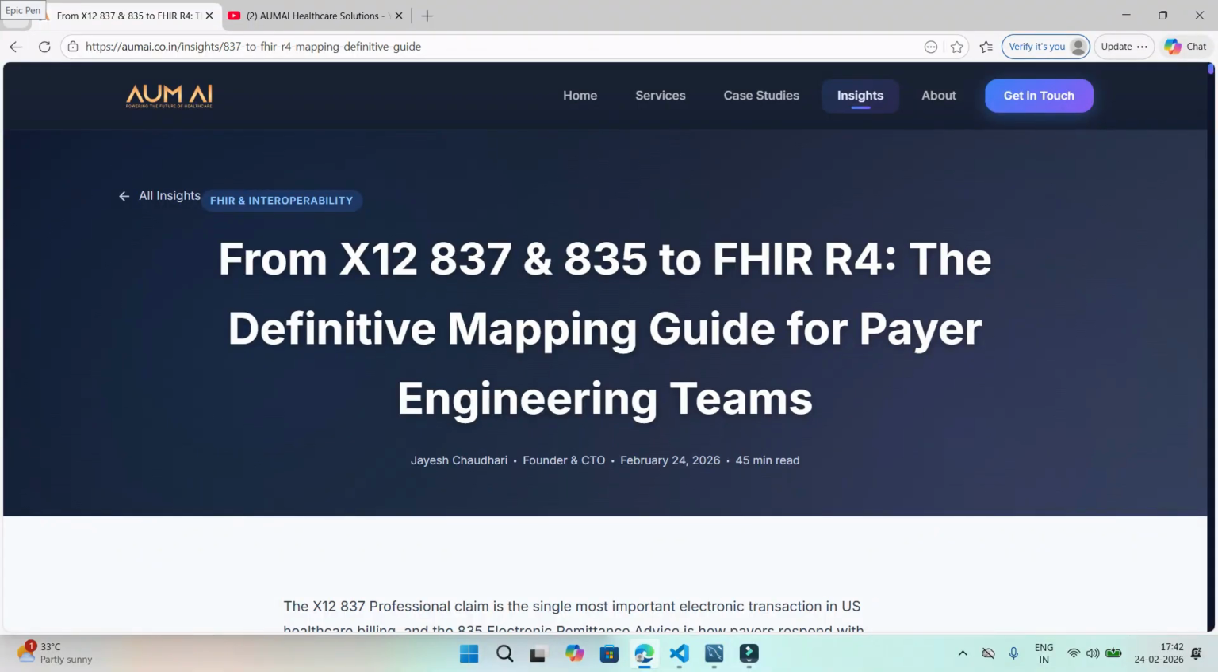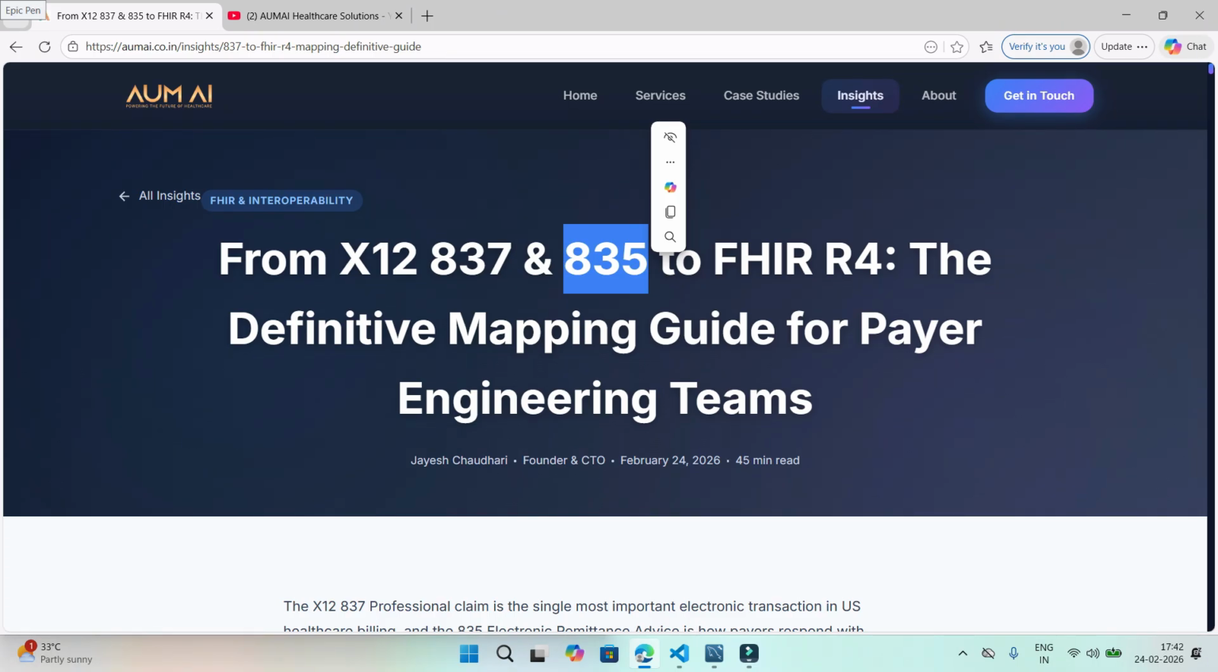Alright, so let me set the context here. The 837 professional claim is basically the most common electronic transaction in US healthcare. We are talking about 4 billion plus claims filed every year. Every payer receives this. Now the 835, the electronic remittance advice, this is the payer's response. This is where your payments and the details like your denials, copay, co-insurance, deductible, and every adjustment reason lives.